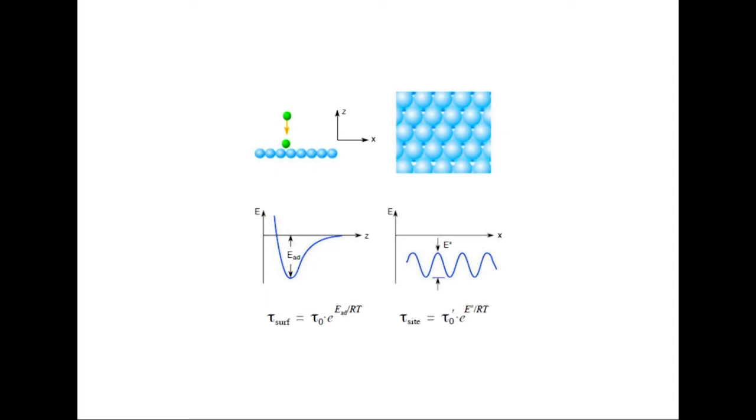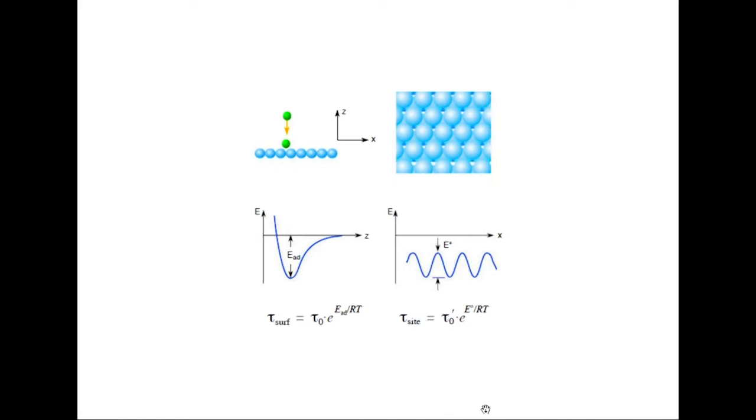We can also move the particle parallel to the surface. This is on the right-hand side. Then it jumps from one site to the next one by overcoming an activation barrier for surface diffusion. And this activation barrier is much smaller, which means the residence time of such an atom on a site is much shorter than the lifetime on the surface. It jumps from one site to the next and so on.